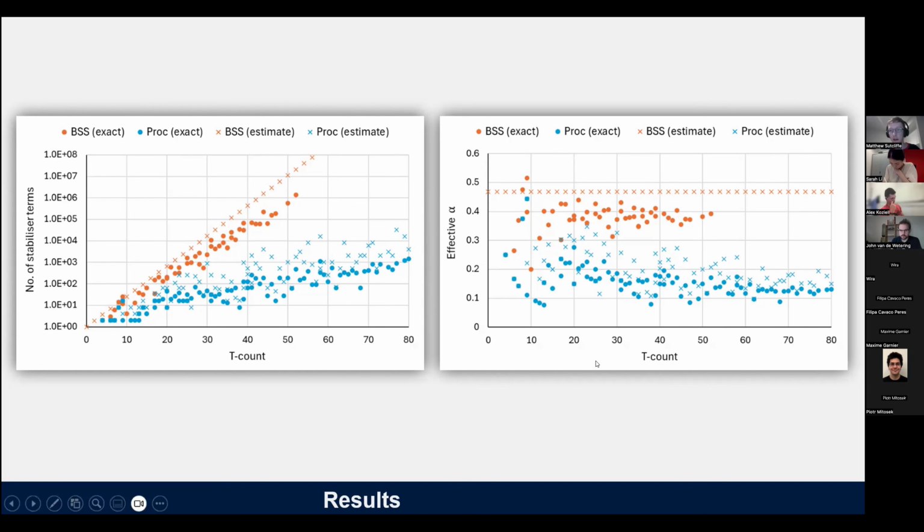Whereas our method has a lot more fluctuation, which is expected because obviously this is a heuristic approach, but the alpha is quite reliably much lower. It's often between 0.1 and 0.2. And this is the idea of this second approach.